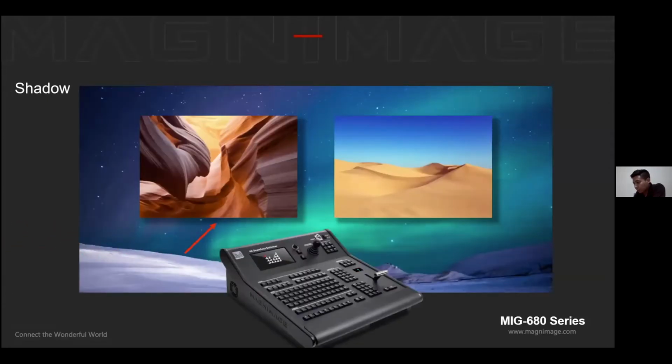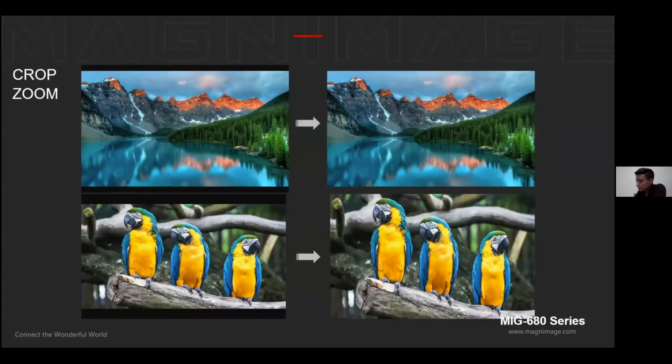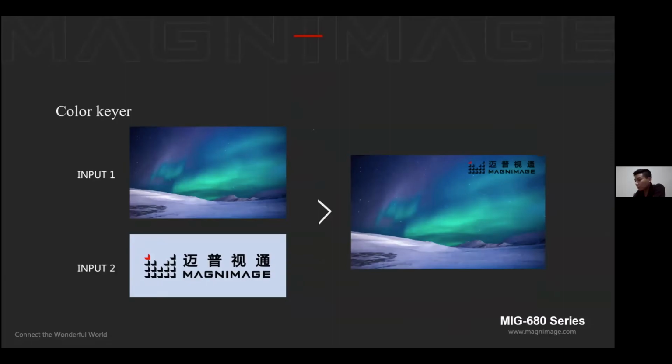And also here is the shadow effect. If you open the shadow effect here, you can check the effect like this. And crop and zoom. What's the meaning of crop and zoom? If your input and output have a black area, by this function you can cut the black area. And the chroma key, we also support chroma key. That means color key.